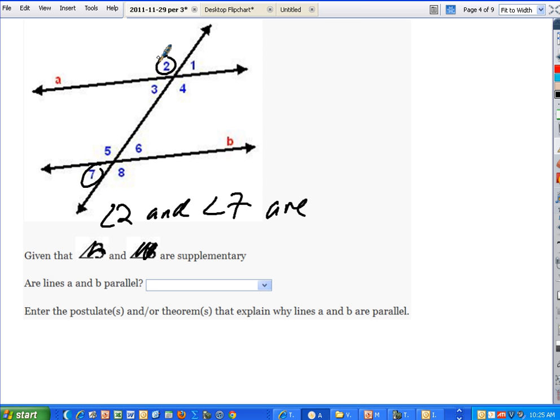So we could do 2. We could say something like 2 and 3 are related by linear pair postulate, and then 3 and 7 by corresponding angle converse. That would work. So you can do this in 2, just like we did the last one. But in this particular case, there's even one single answer we could give. Anybody know what it is? What's the relationship between 2 and 7?